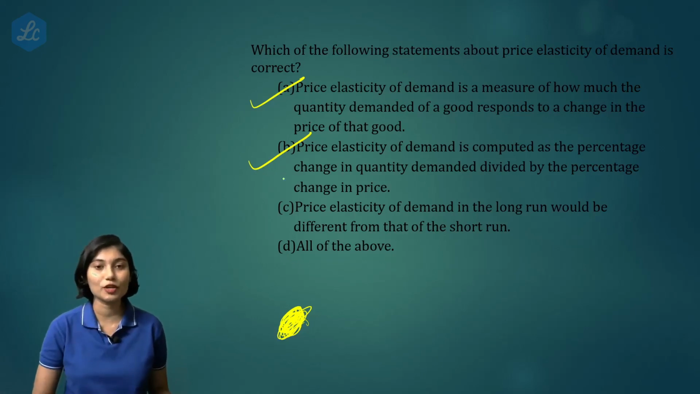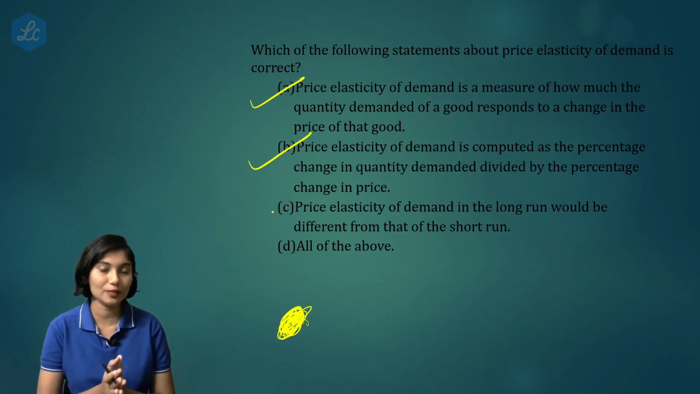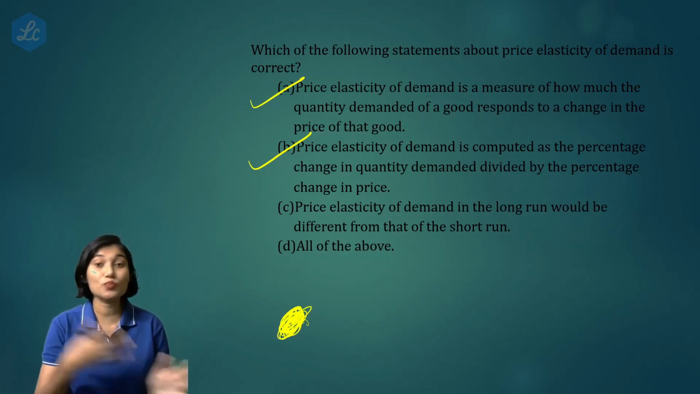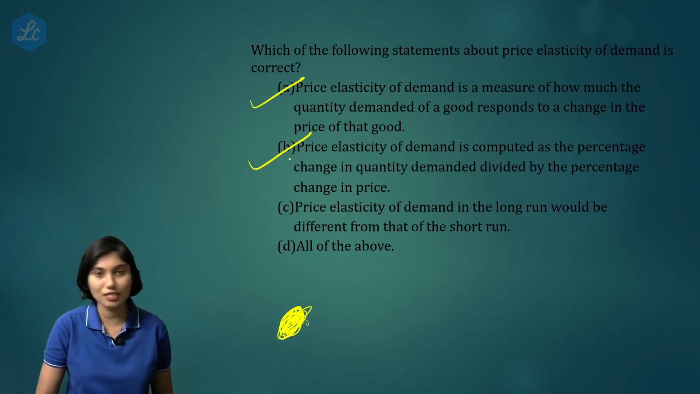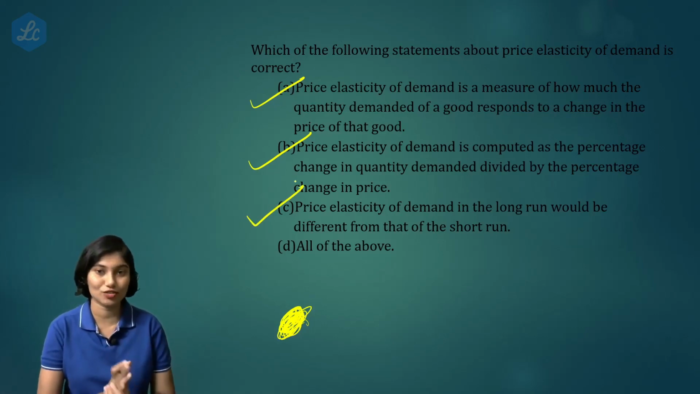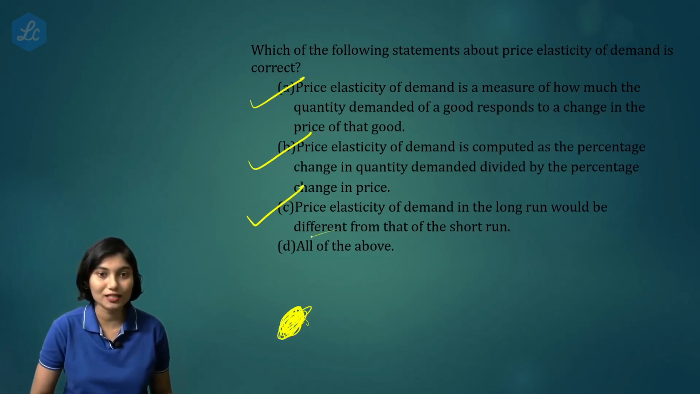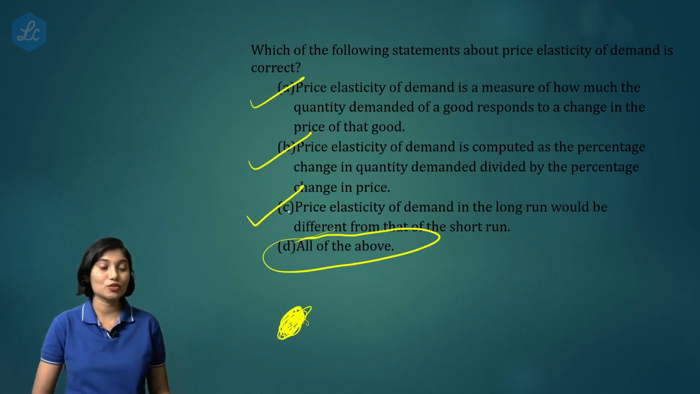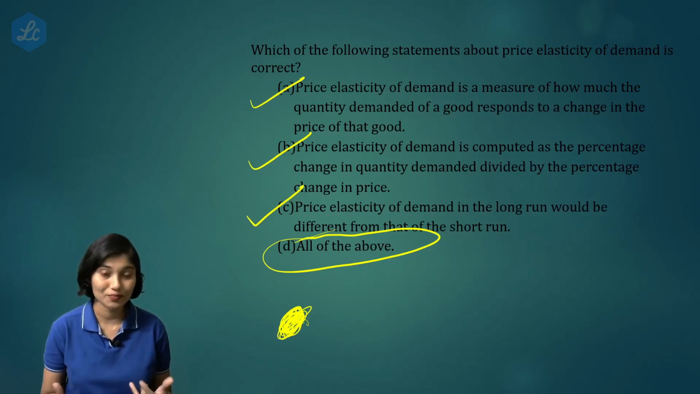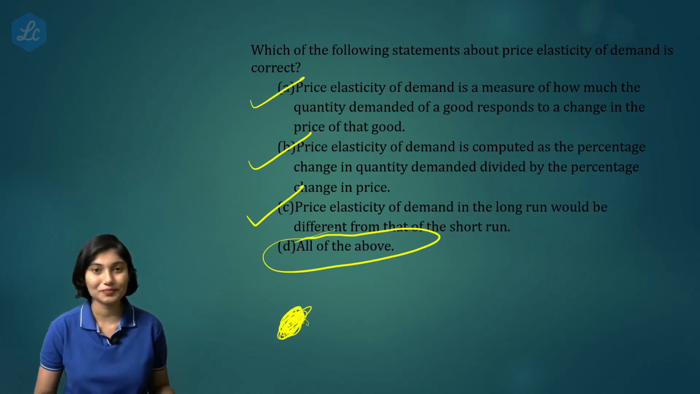Price elasticity of demand in the long run would be different from that of the short run. Absolutely. Why? Because when we study the determinants of elasticity, time is definitely one. If you are able to delay the demand of a particular product, then the elasticity changes, right? You may want to postpone the purchase of certain products. So in such a case, elasticity changes. So in the long run and in the short run, there will definitely be a change in the price elasticity. So what is the answer for this question? All of them. So the answer is all of the above, students. So you have to read all the options. If you select any one option in a hurry, then there is a tendency that you will lose that mark.